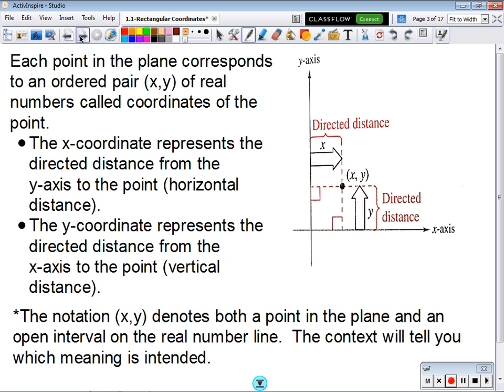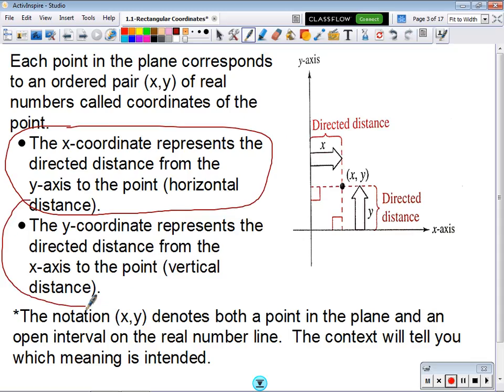there. So some other things to keep in mind with coordinates, and hopefully this is some review, you have an x-coordinate and a y-coordinate. So when we're talking about points, every point has an x-coordinate and a y-coordinate. The x-coordinate represents the horizontal distance that a point moves from the y-axis, and the y-coordinate represents the vertical distance that a point moves from the x-axis.